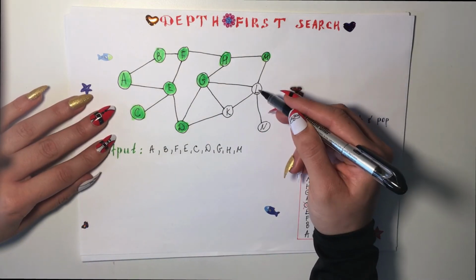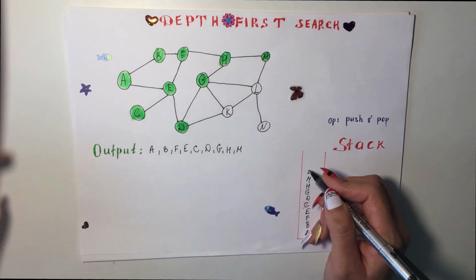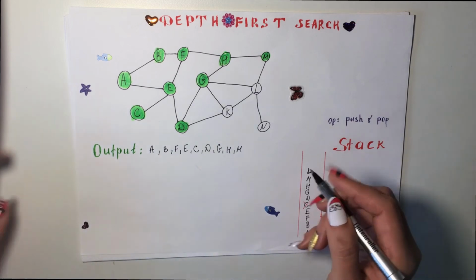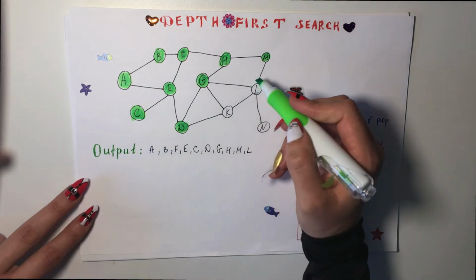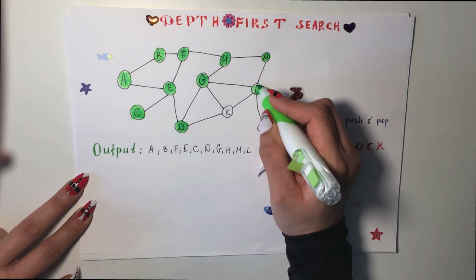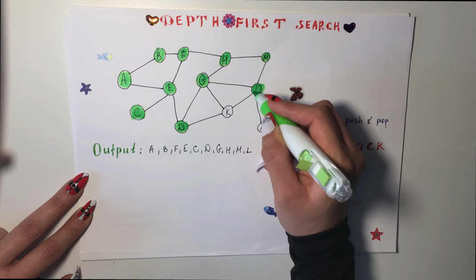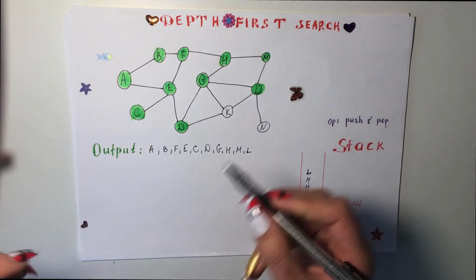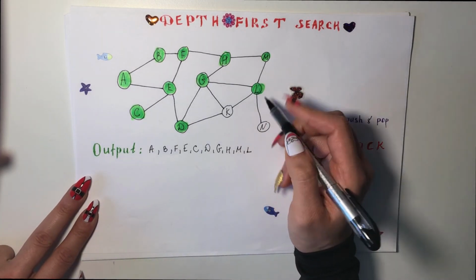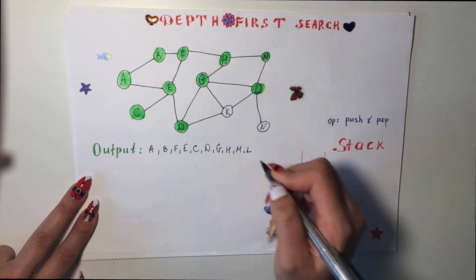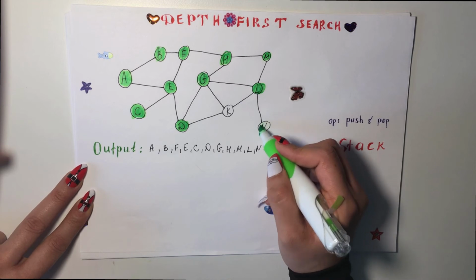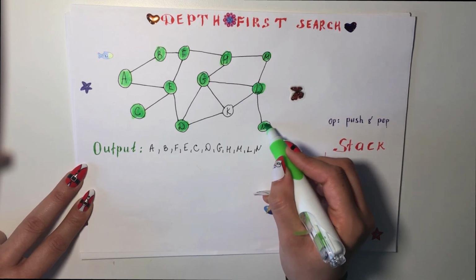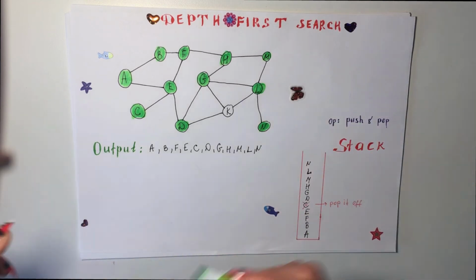M has one adjacent unvisited node, which is L. We will push L to the top of the stack, add it to the output, and mark it as a visited node. L has two adjacent unvisited nodes, node N and node K. Let's continue with node N. We're pushing N to the stack, adding it to the output sequence, and marking it as a visited node.